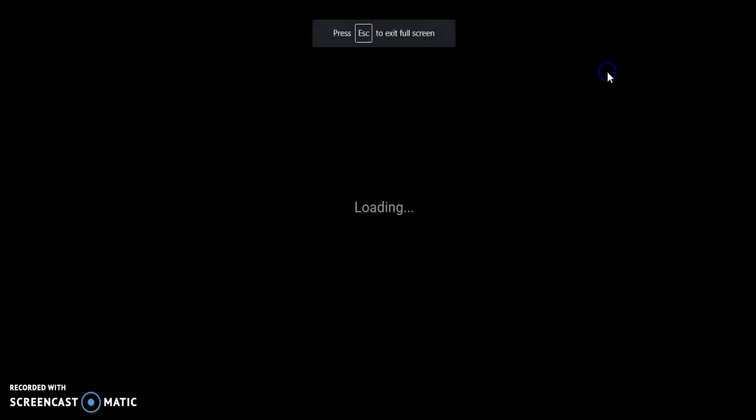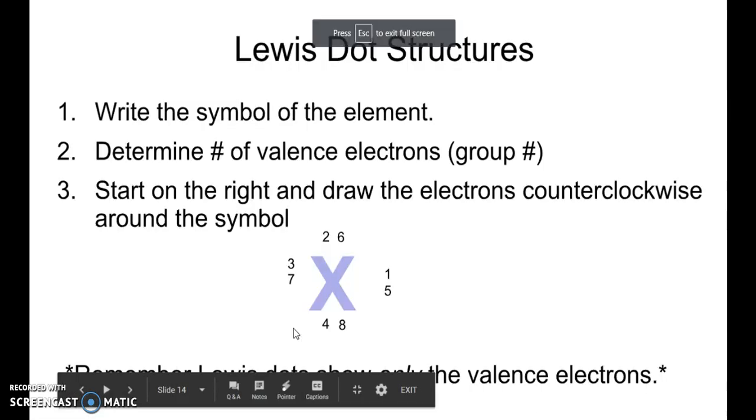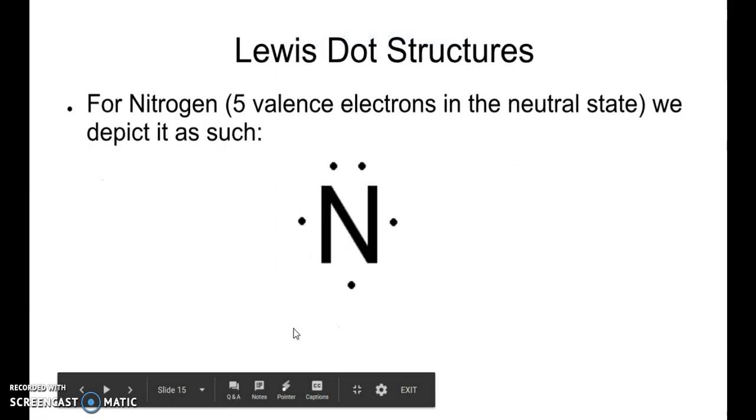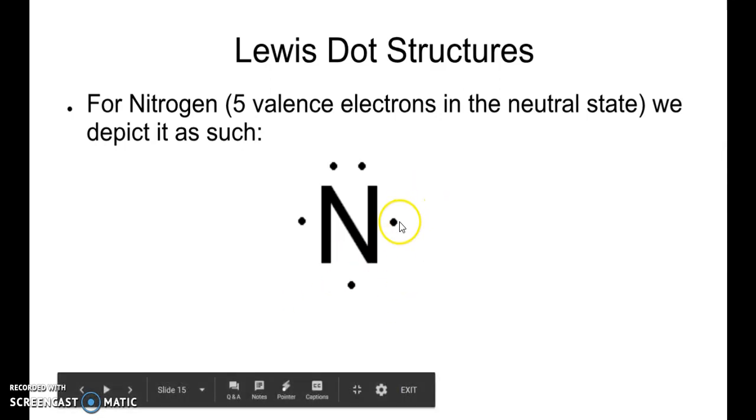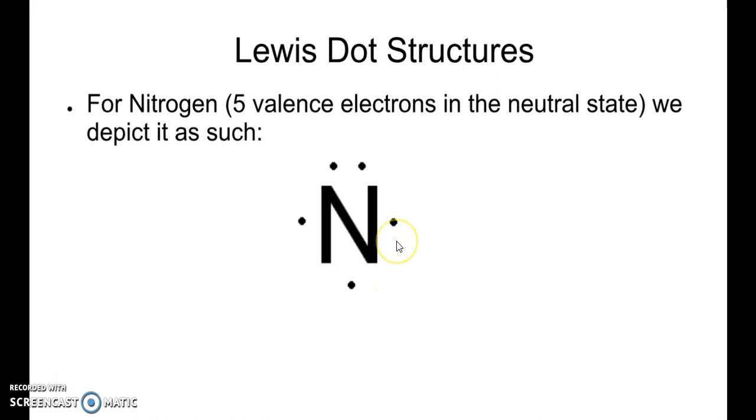And I did not mean to do that. Let me go back. Okay, only show valence electrons. So here's an example. For nitrogen, it's in group 5. It has 5 valence electrons. So, starting here with 1, 2, 3, 4, and it looks like I skipped that right there, so I should have a little dot there for 5.